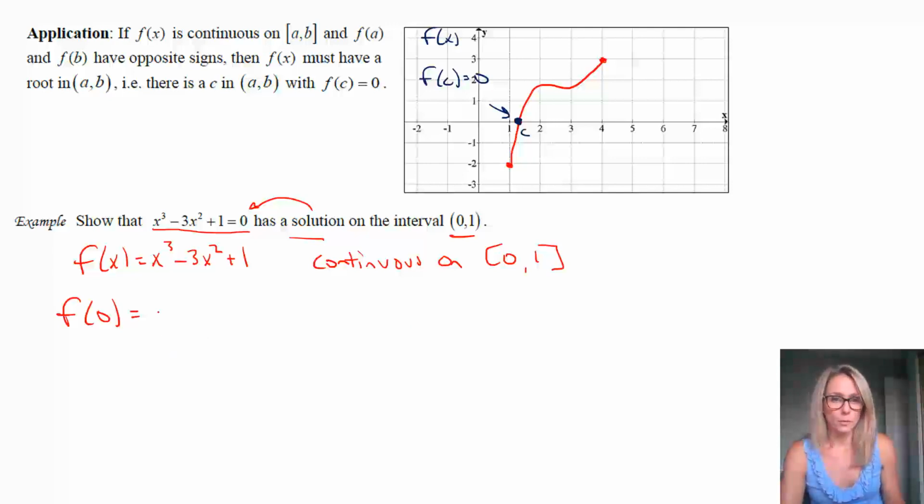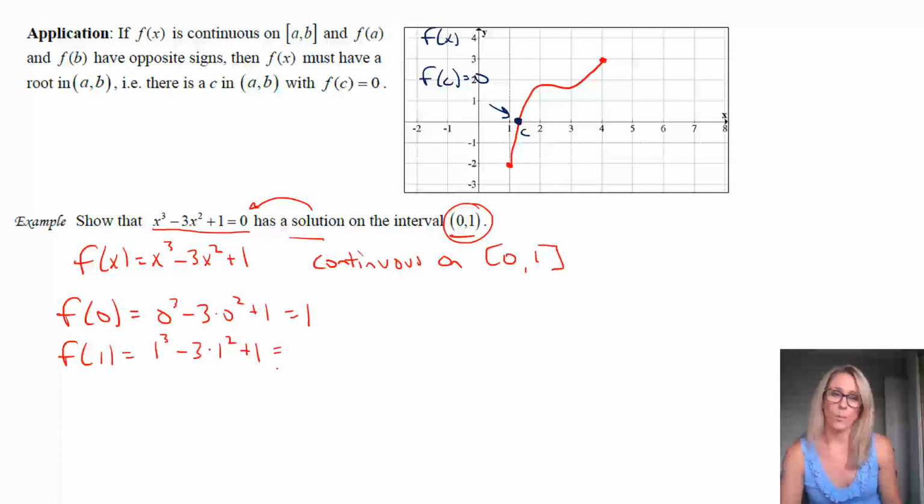So we do f of 0. I have 0 cubed minus 3 times 0 squared plus 1, and that gives me 1. And then I check f of 1, because I'm taking that from over here. I get 1 cubed minus 3 times 1 squared plus 1. If we evaluate that, we get 1 minus 3, which is negative 2, plus 1, which is negative 1.